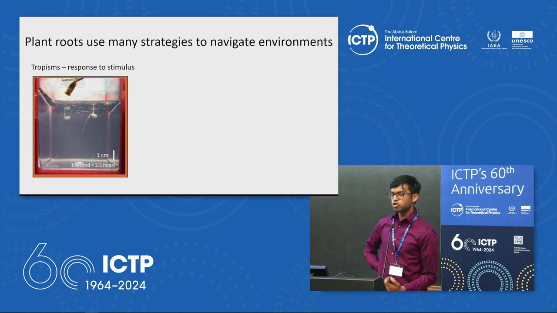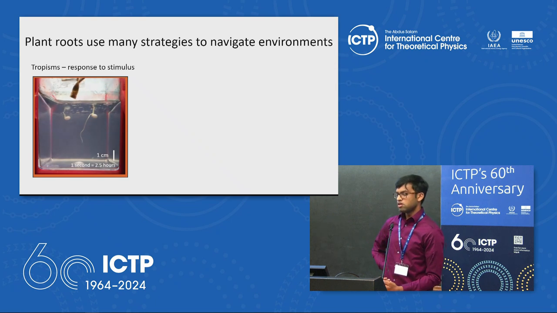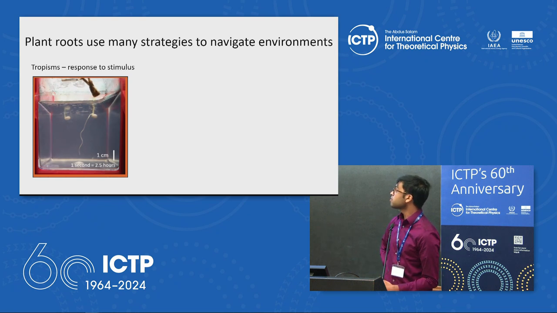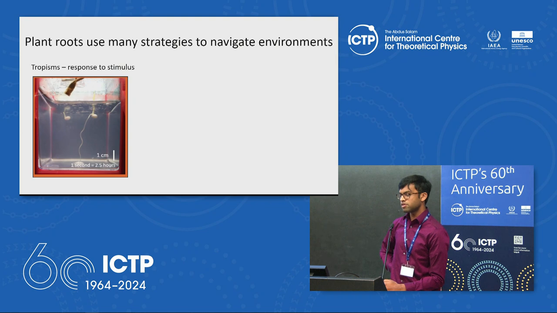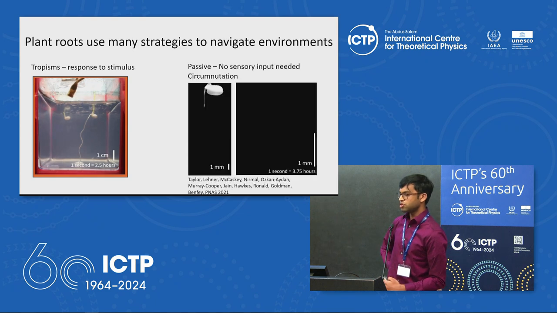First, think about tropisms. This is exactly that same box with the plant in it, over long periods of time. You can see this plumb bob up top tells you what direction gravity is in, and you can see the plant roughly following that gravitational direction. This is an example of tropism, gravitropism, and it's the plant root's response either towards or away from some stimulus. I want to contrast this with the behavior which I've been interested in studying, circumnutation.